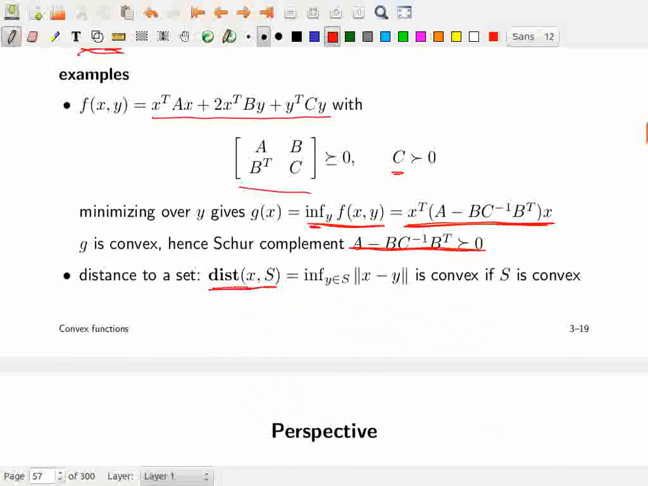There is also a distance function, which finds the minimum value of the norm of x minus y over y in some convex set S. This one is a convex function. It means if we have some convex set, something like this, this function, this green function, is convex.